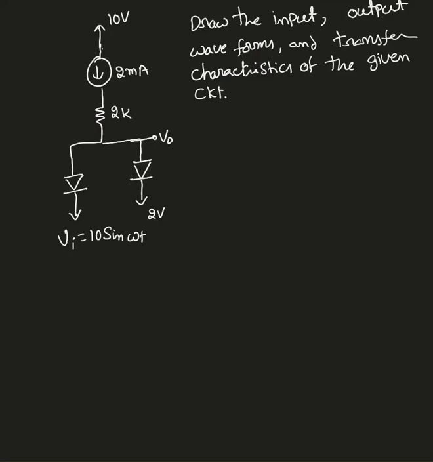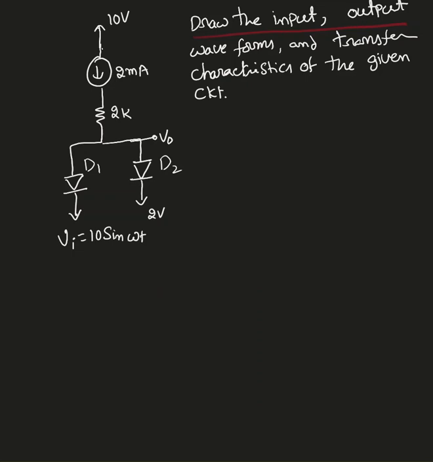Here is the next example based on the clipper circuit. In this question, he's asking us to draw the input-output waveforms and transfer characteristics of the given circuit. Here we have two diodes, D1 and D2.